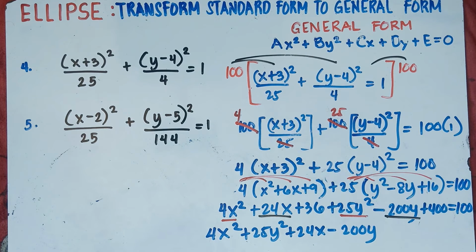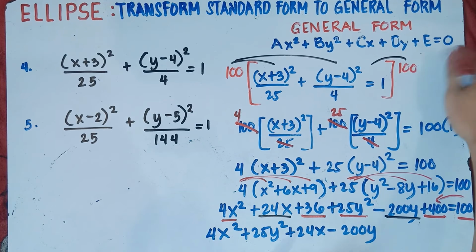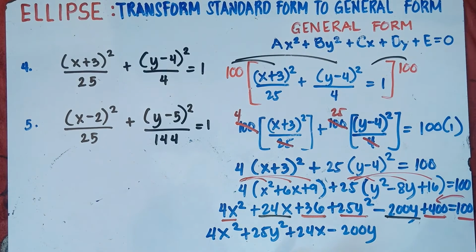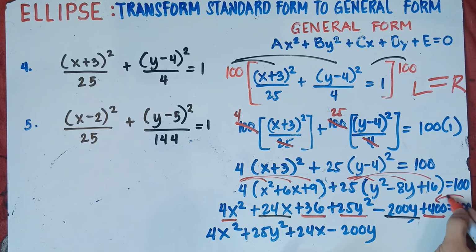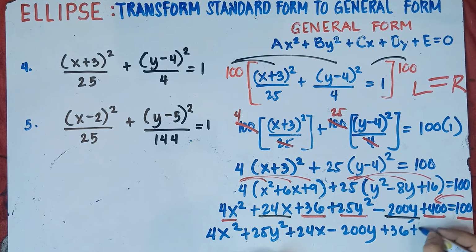Alright, and next will be the number, this one. And then this one, you transpose this 100, class, from right to left. Because we need to follow this format, class, that the right side of this equal sign should be 0. Once again, this is our equal sign. Do not forget, this is left, this is right. So the right side, class, will be equal to 0. That's why we need to transpose this 100 from right to left. This is positive, it will be negative. So plus 36 plus 400 minus 100 equals 0.